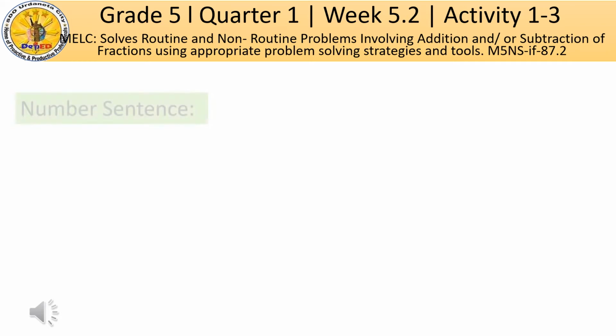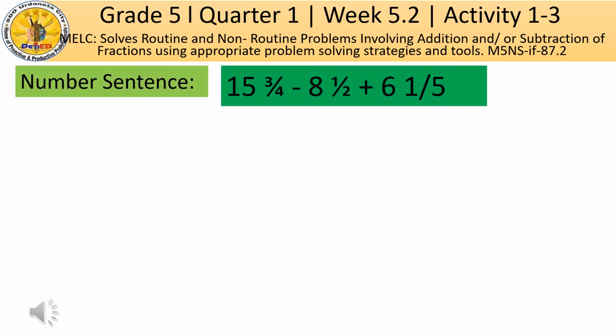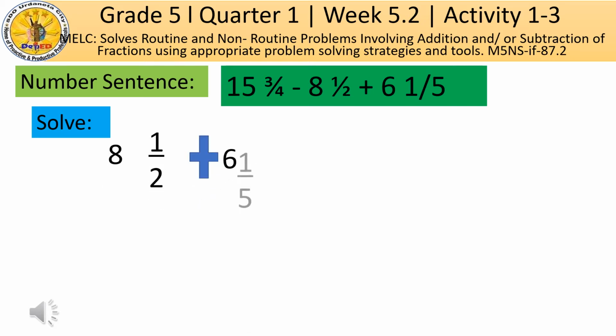Number sentence. 15 and 3/4 minus 8 and 1/2 plus 6 and 1/5. Then let us solve. First, we add 8 and 1/2 plus 6 and 1/5 before we subtract from 15 and 3/4. But 8 and 1/2 plus 6 and 1/5 cannot be added yet because the fractions are dissimilar. We need first to get the LCD, or least common denominator, of 2 and 5.